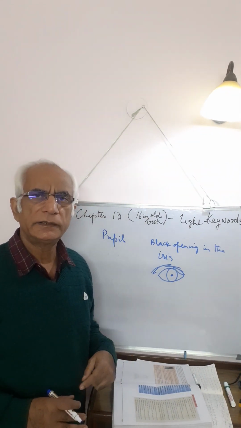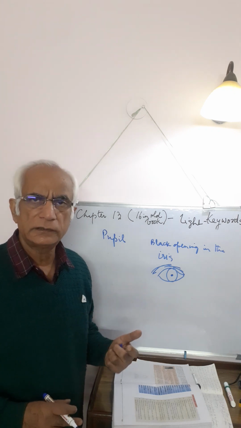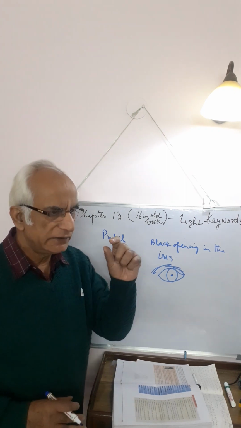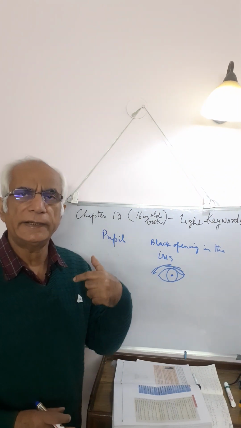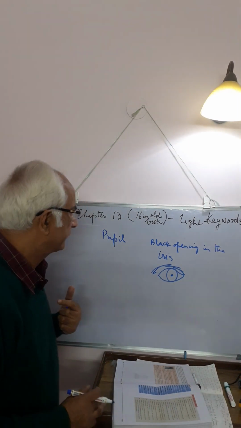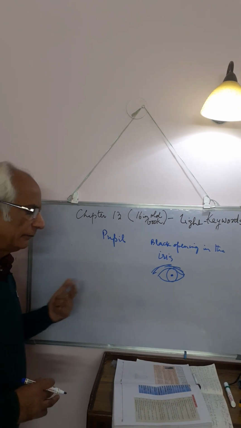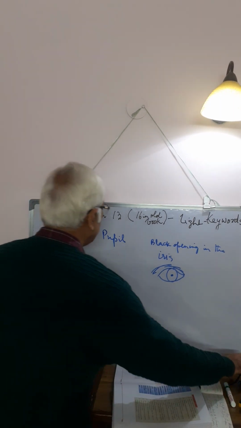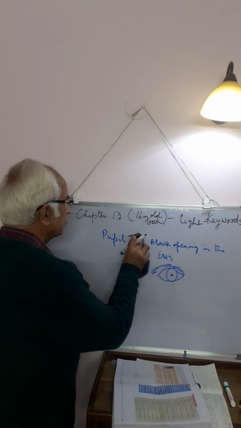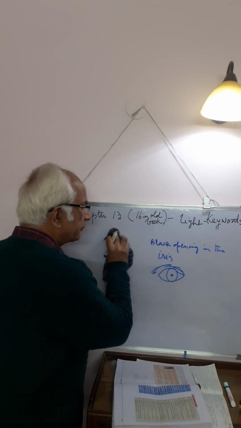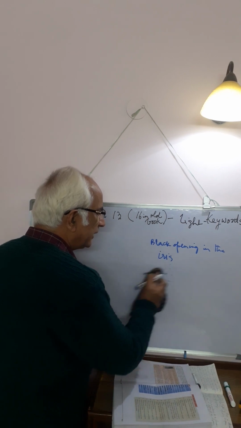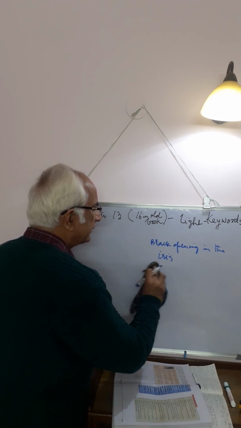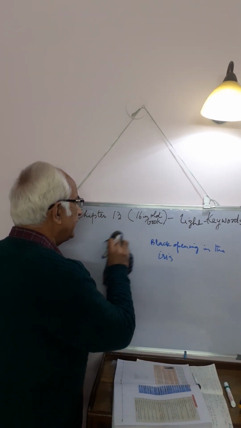And if we are in dim light, the size of the pupil becomes large, so that more light can enter the eye. And we can see things in a better way, more clearly. So pupil is the dark spot or dark opening in the eye, center of the iris, and the light rays enter our eye through pupil.